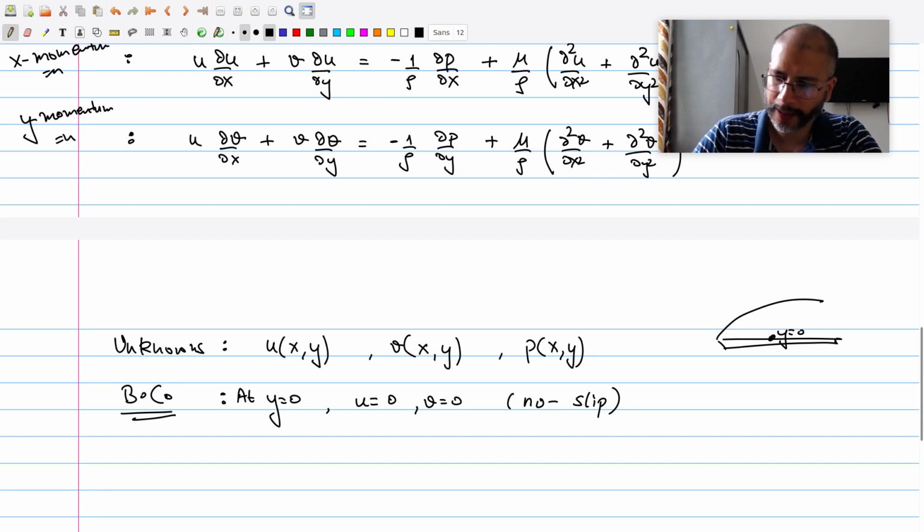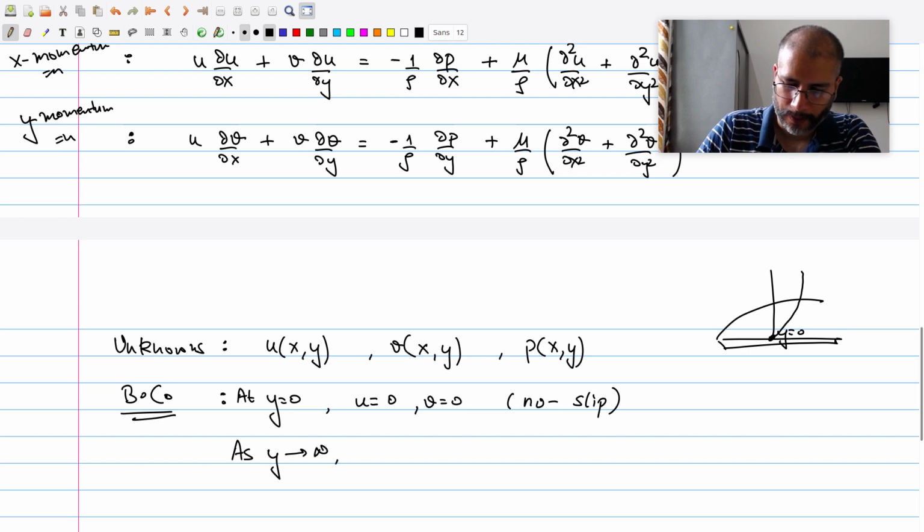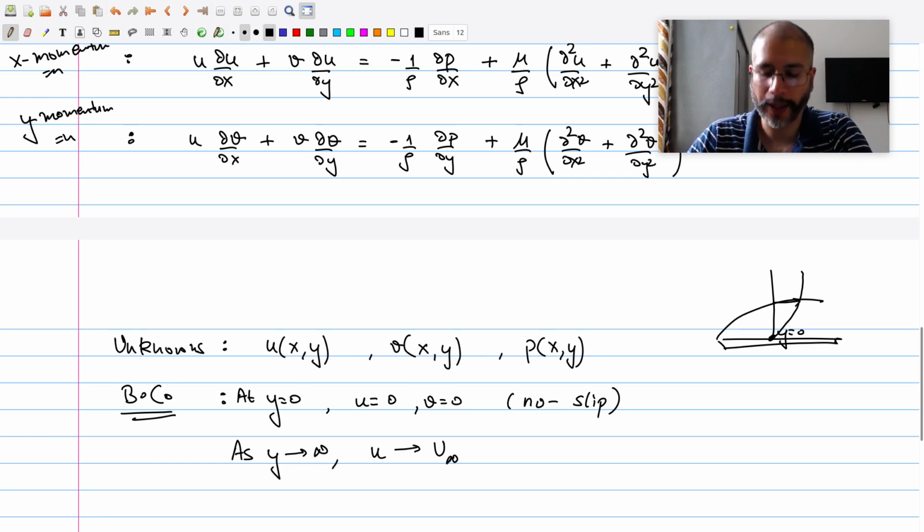And then theoretically we mentioned that as y tends to infinity, the x velocity, that is u, tends to the free stream velocity u infinity. That is the reason we take the boundary layer thickness as that point where the x velocity, that is small u, has become equal to 99% of u infinity. Okay, so this is the boundary in y.